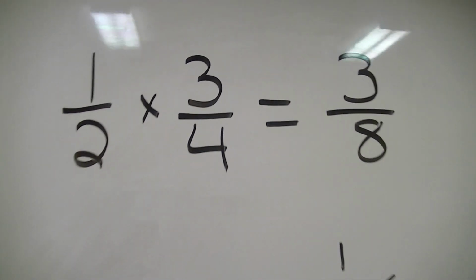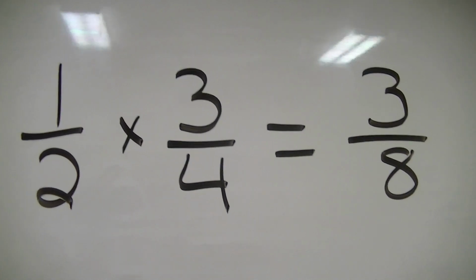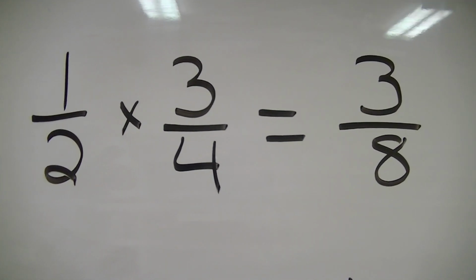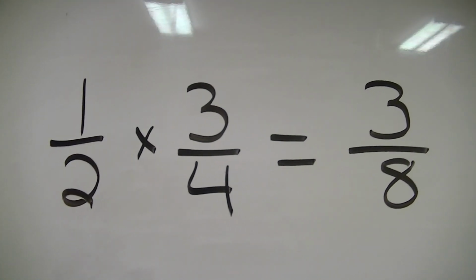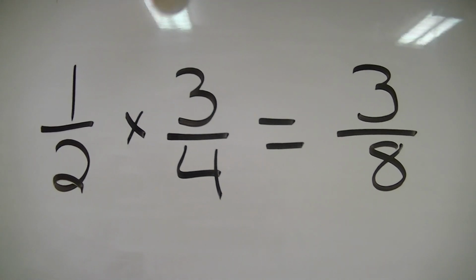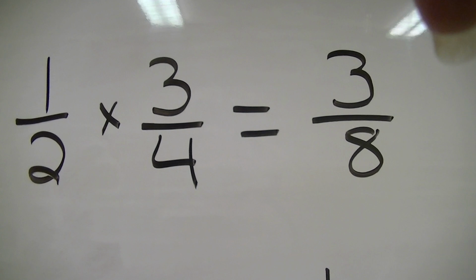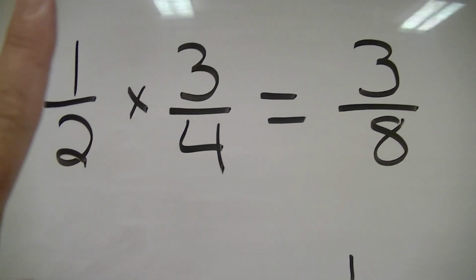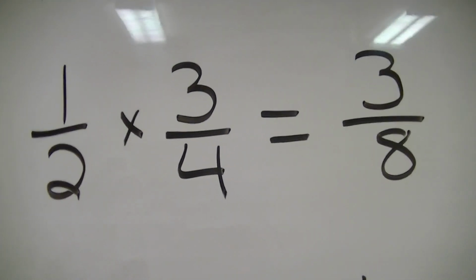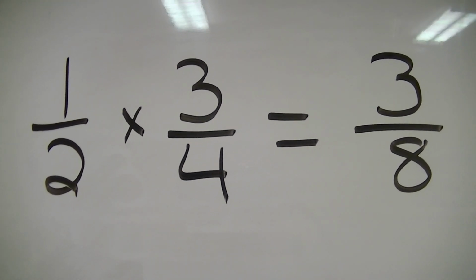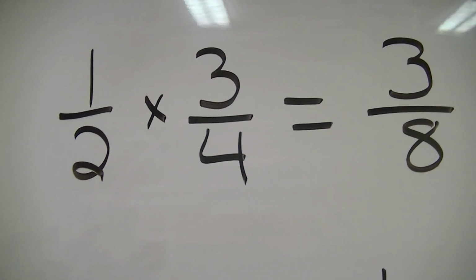Let's start out easy. Let's start with the bottom. The bottom numbers on this one, it doesn't matter if they're the same or not, because when we multiply, we're going to multiply by going straight across the top. So 1 times 3 gives us 3, and across the bottom, 2 times 4 gives us 8. So in this case, 1/2 times 3/4 gives us an answer of 3/8.